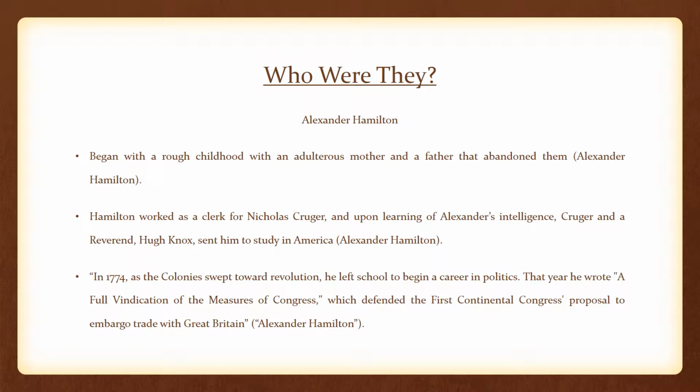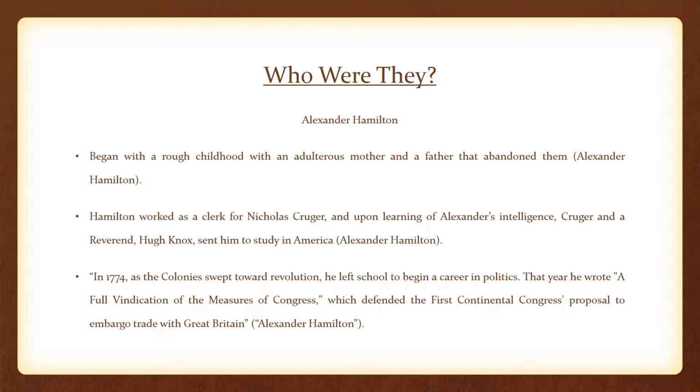Who were they? Alexander Hamilton began with a rough childhood with an adulterous mother and a father that abandoned them. Hamilton worked as a clerk for Nicholas Kruger, and upon learning of Alexander's intelligence, Kruger and a Reverend Hugh Knox sent him to study in America. In 1774, as the colonies swept toward revolution, he left school to begin a career in politics.